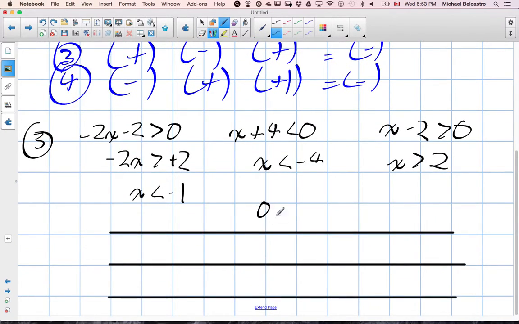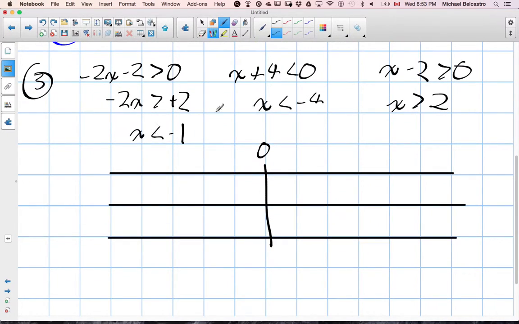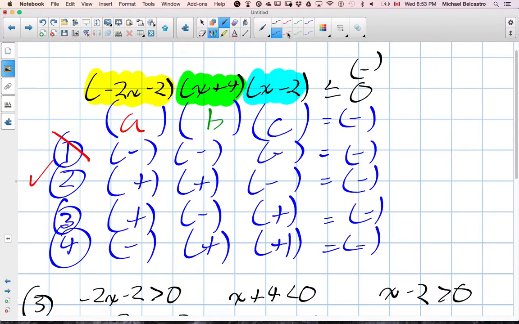Okay, here's our 0. Set up our number line. And we read them. So at negative 1, x is less than negative 1, so that's anything to the left of it. Negative 4 is over here. Anything x is less than, anything to the left of it. And x is greater than 2. Whoops. There's our 2. Anything to the right of it. Do all three overlap? No. So case 3 was kind of a wash. Didn't help us out.